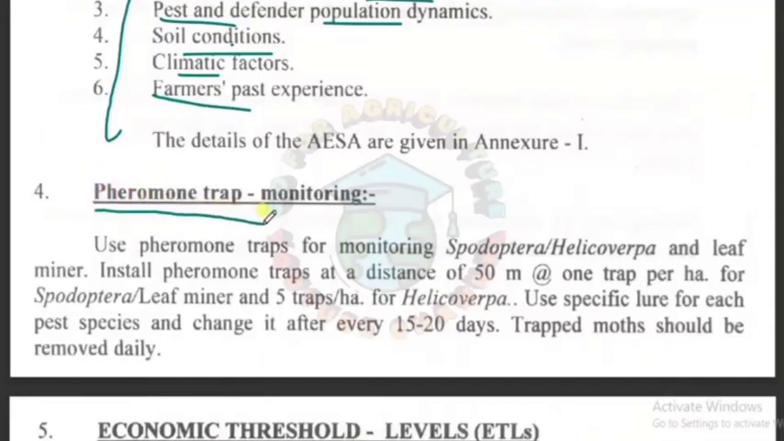What are pheromone traps? Pheromone traps are important for pest monitoring. Previously I told you that the main role of pest monitoring is to identify the pest, so pheromone traps will help with that. Look, there are many traps: light traps, pheromone traps, of course these are all traps only. With the help of these traps we can collect the insects and we can monitor them. For example, Spodoptera and Helicoverpa, if we collect them through these pheromone traps. So when we install them, we can collect the insects.